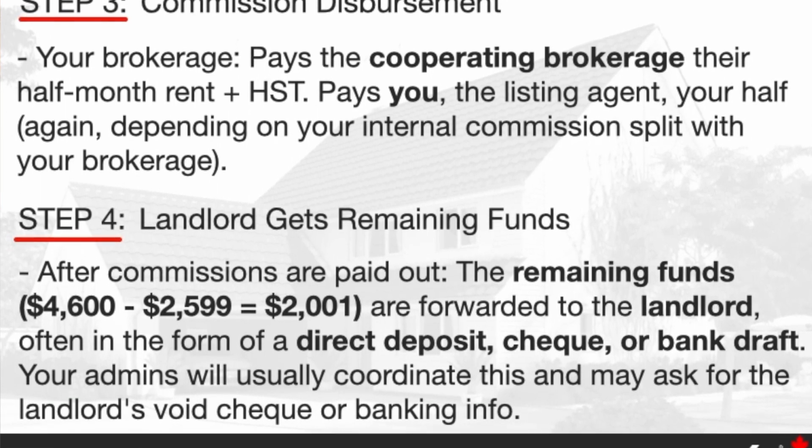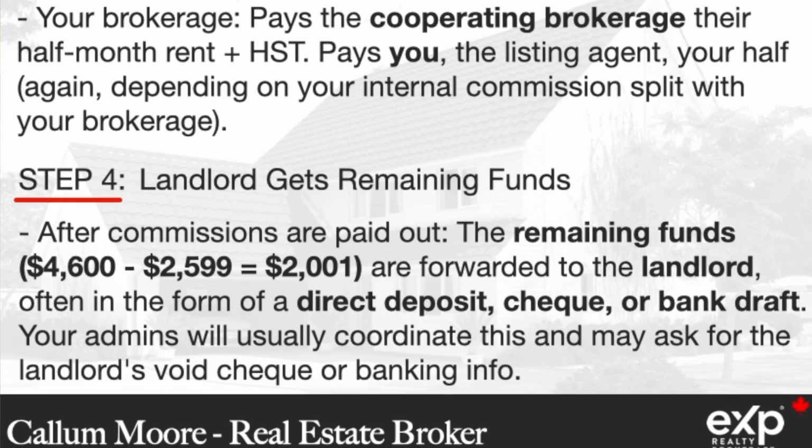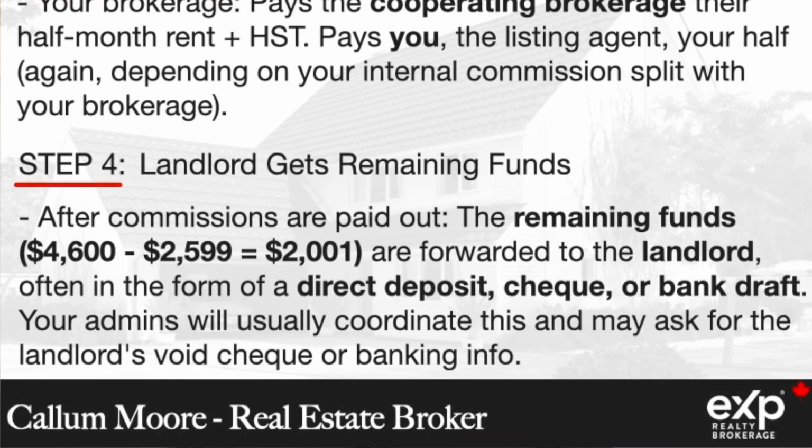In this example, after commissions are paid out, the remaining funds of $4,600 minus $2,599 equals $2,001 are forwarded to the landlord, often in the form of direct deposit, check, or bank draft. Your admins will usually coordinate this and just ask you as the listing agent to get your landlord, your listing client at this time, to provide their bank details so they can direct deposit it. That will most likely be the case.